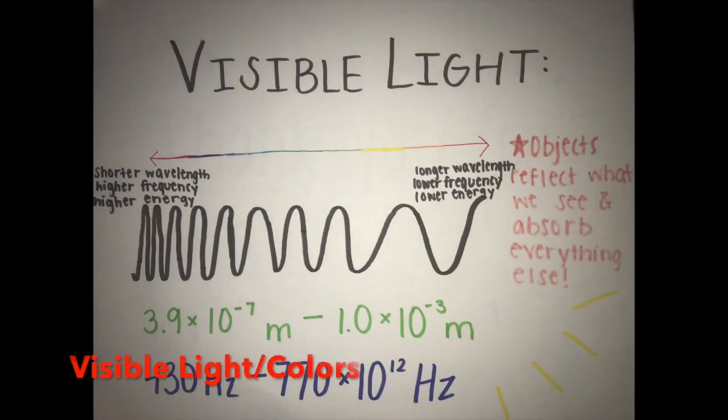Light reflects off of mirrors because the surface of the mirror turns back the electromagnetic wave. The colors we see depend on the wavelength of color that reflects from the object. Remember, these colors are on the visible light spectrum, falling between infrared and ultraviolet light, which range from 3.9 times 10 to the negative 7 meters to 1.0 times 10 to the negative 3 meters, and 430 hertz to 770 times 10 to the 12 hertz.